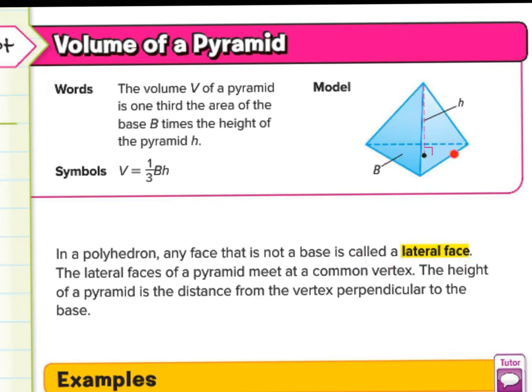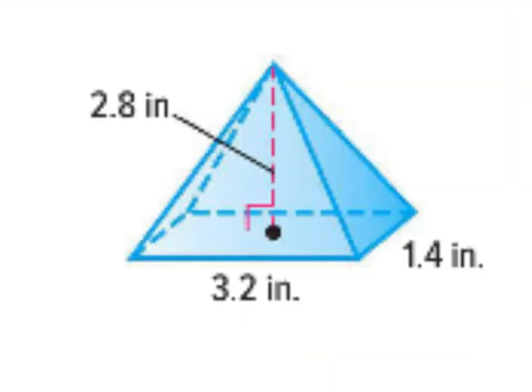That's because we're not using them as our base. We're using the chosen bottom one as our base. The lateral faces of a pyramid meet at a common vertex. Yep, they do, right there. The height of a pyramid is the distance from the vertex perpendicular to the base. Okay, here we have a pyramid with our dimensions.